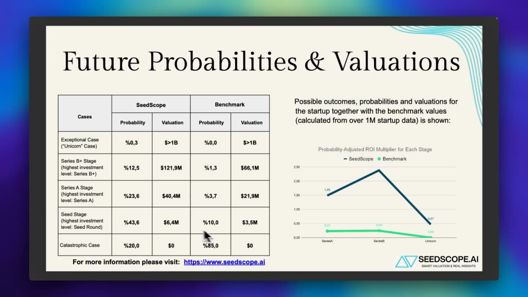This is one of the most important sections for investors. It shows possible future outcomes from seed stage to Series A, Series B+, and even unicorn scenarios, along with probabilities. Investors use this to understand upside potential and realistic growth paths.